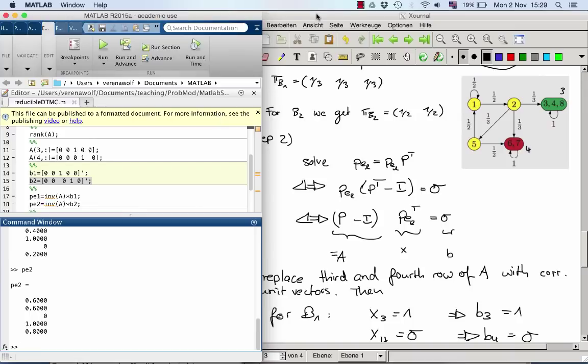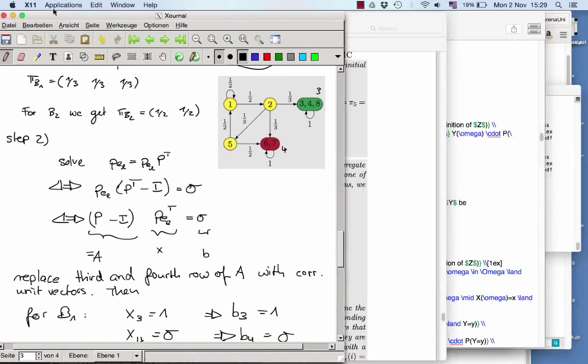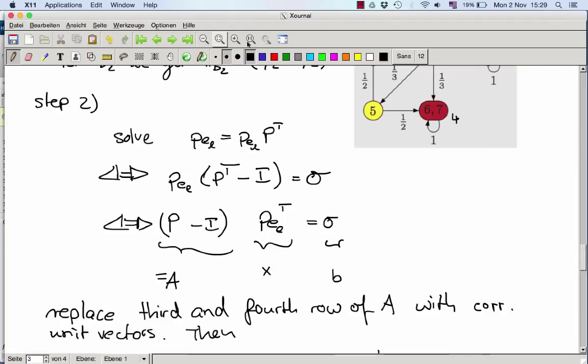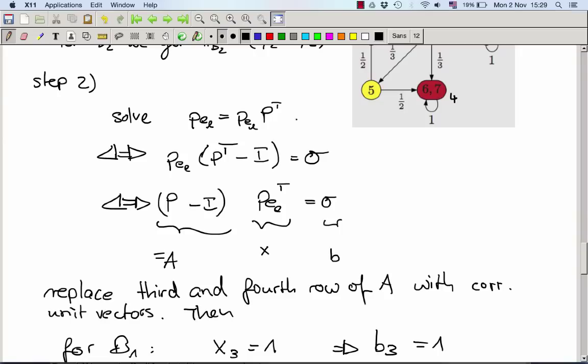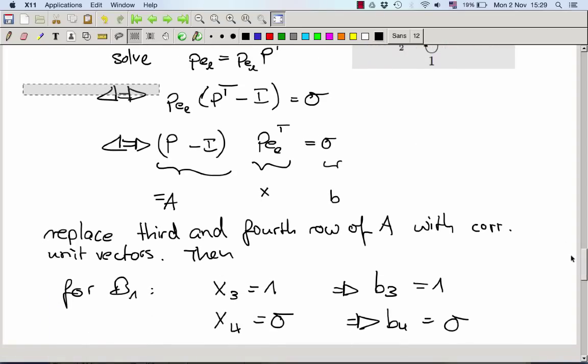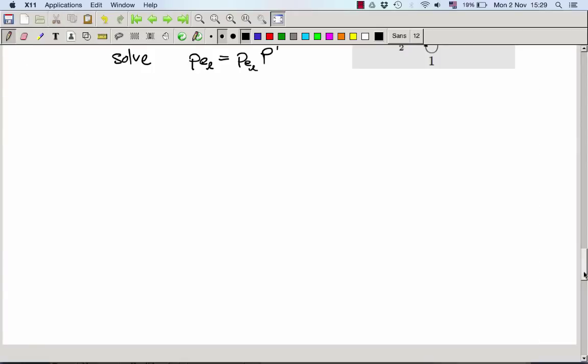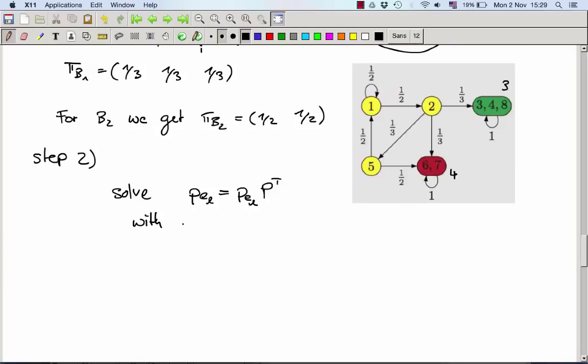Okay. So now, based on this, let us compute the equilibrium distribution. So step 2, with additional conditions. This is what we did, and the result was that PE1 was 0.4, 0.4, 1, 1.